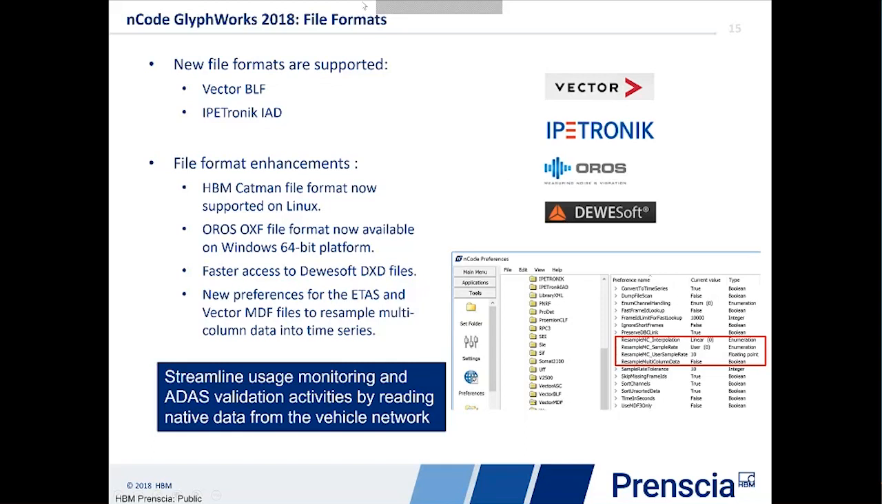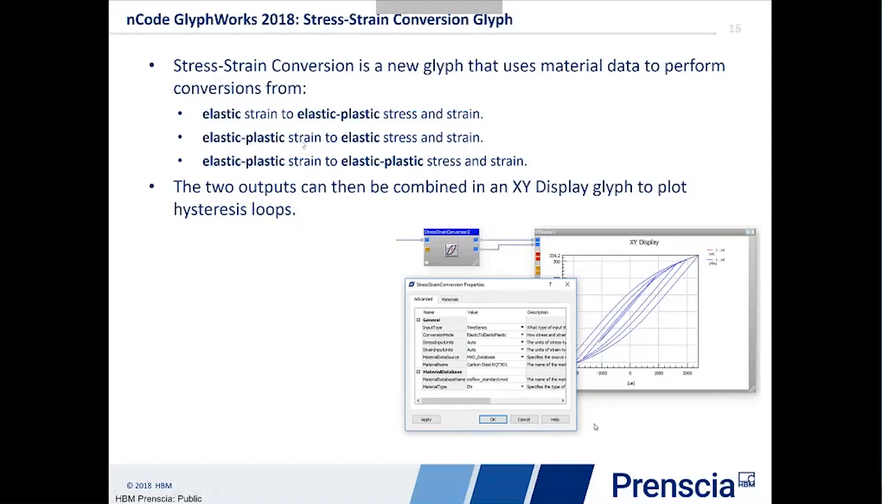We've got a new Glyph now when it comes to processing. We got this stress and strain conversion Glyph. So the idea here is to do conversion from elastic linear strain to elastic plastic stress and strain, for instance, or the opposite way around, elastic plastic strain to elastic stress and strain, or elastoplastic to elastoplastic. The idea here is that you'd use a material like this carbon steel here in the screenshot.